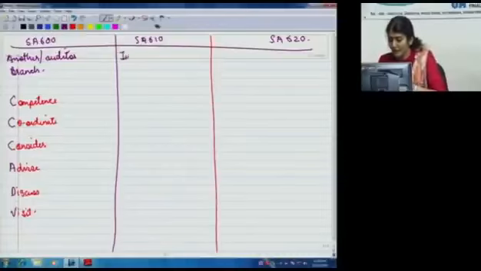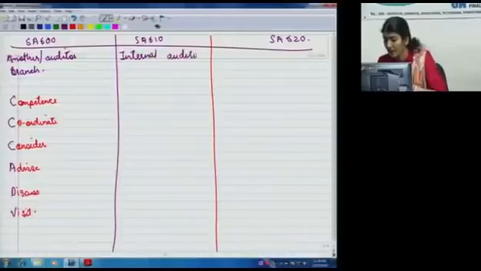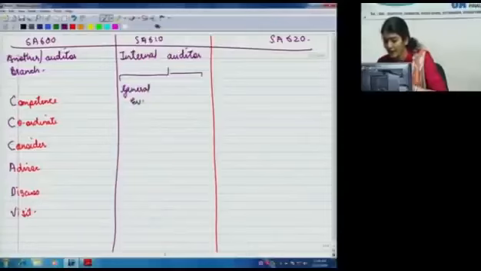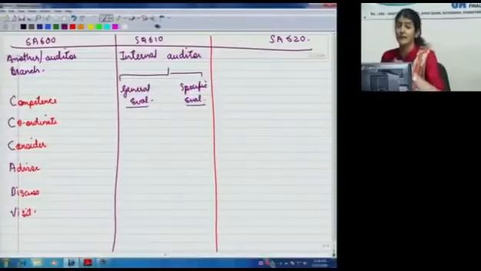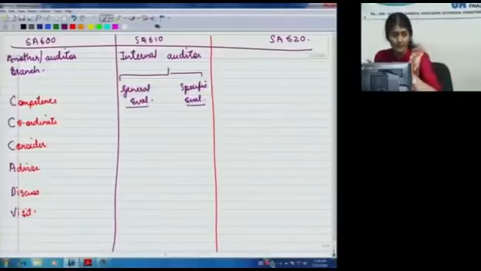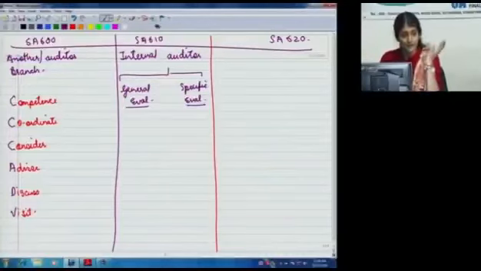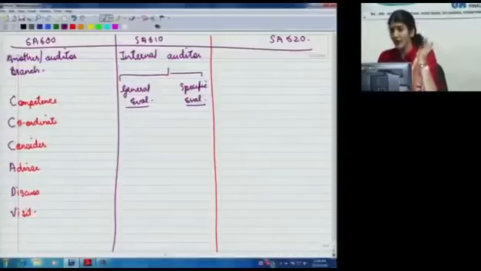610, using the work of the internal auditor. And here we again said general evaluation and the specific evaluation of the internal audit function, and then whether to take any direct assistance from the internal auditors, and in that case to direct, supervise and review the work of the internal auditors. You remember direct assistance from the internal auditors. In that case, you need to direct, supervise and review their work.